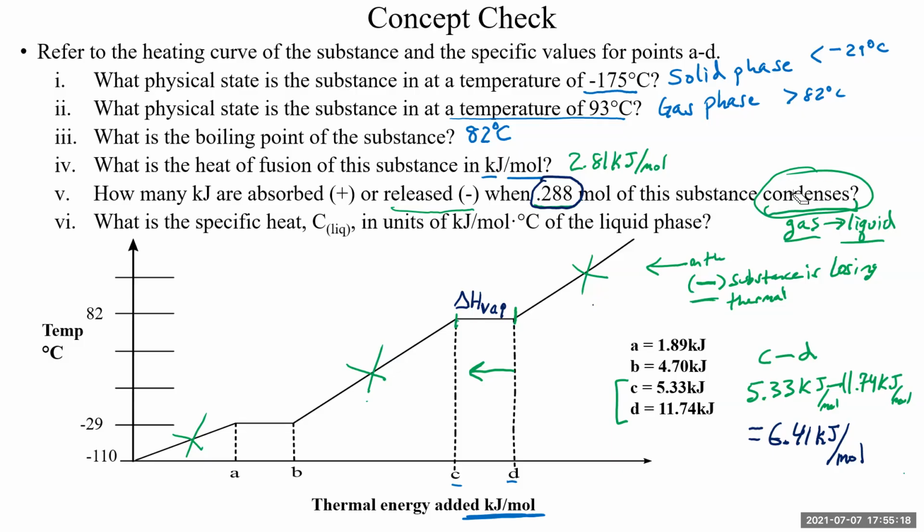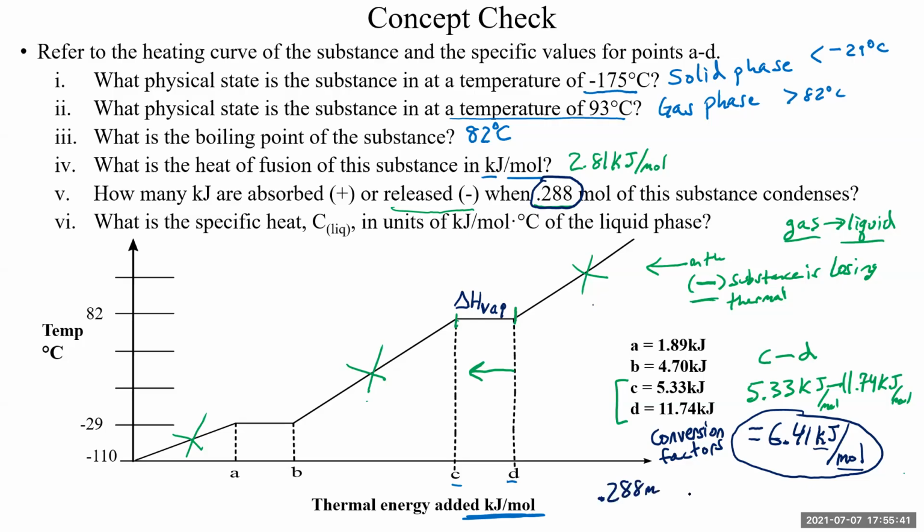So what do we do? Well, we set up our typical dimensional analysis. In essence, the heat of vaporization and heat of fusion are nothing more, again, than just fancy conversion factors. That's all we've been doing. Most of the math we've been doing has been nothing but conversion factors. We're simply moving from moles of substance to energy. So if I take my 0.288 moles of this substance and multiply it by the conversion factor that tells me every 1 mole of the substance requires 6.41 kilojoules of energy to change phase from liquid to gas, or gas to liquid.